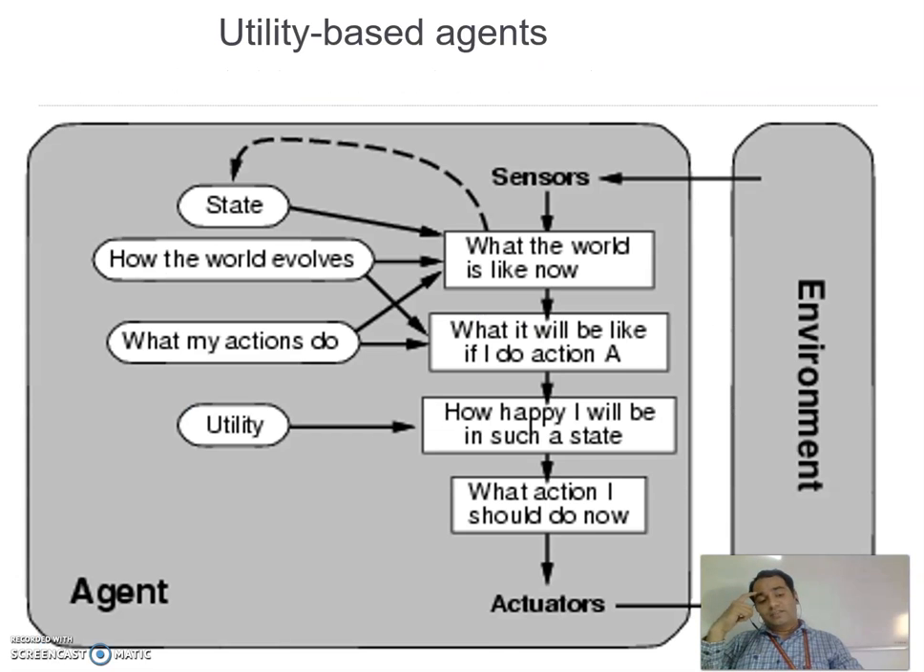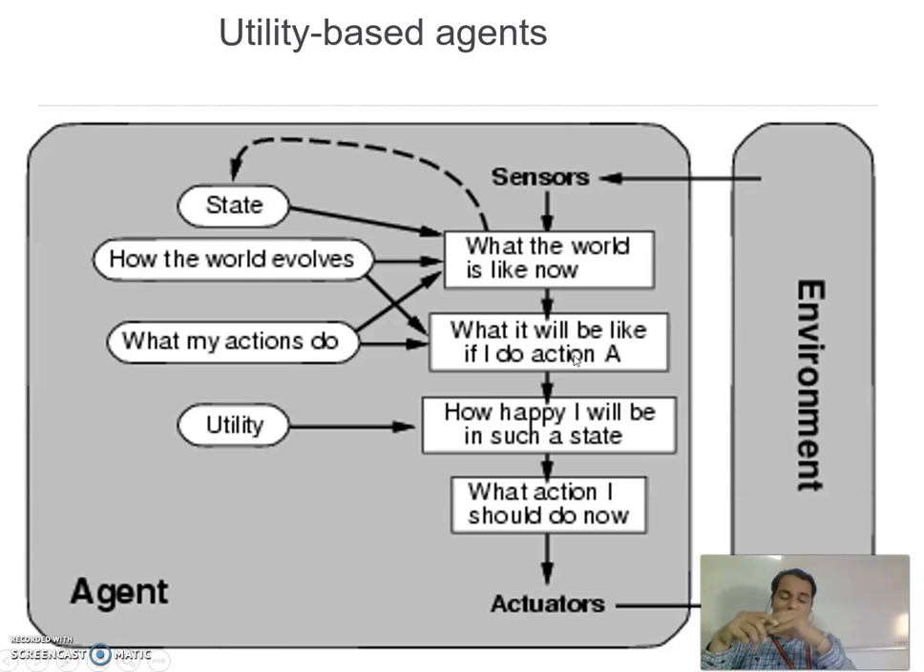Utility-based agents will think about the utility of the action they are performing. Like, what will happen if I do this? With that, will I be happy or not? That is the utility factor they are considering. Same as before, through the sensors they receive the input, considering the state, what the world would look like, and it also takes into consideration how the world evolves, what my actions do, what it will be like if I do a particular action.